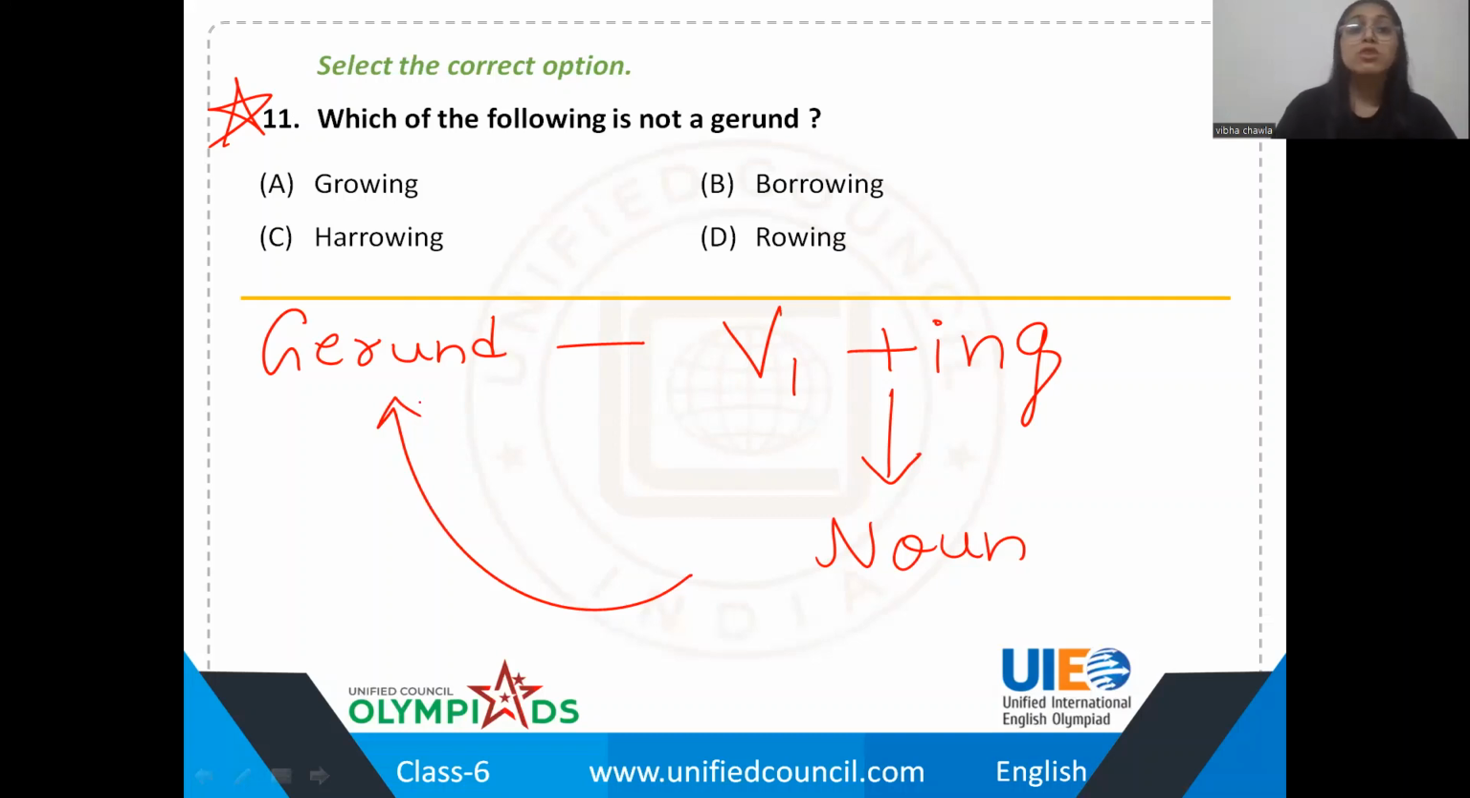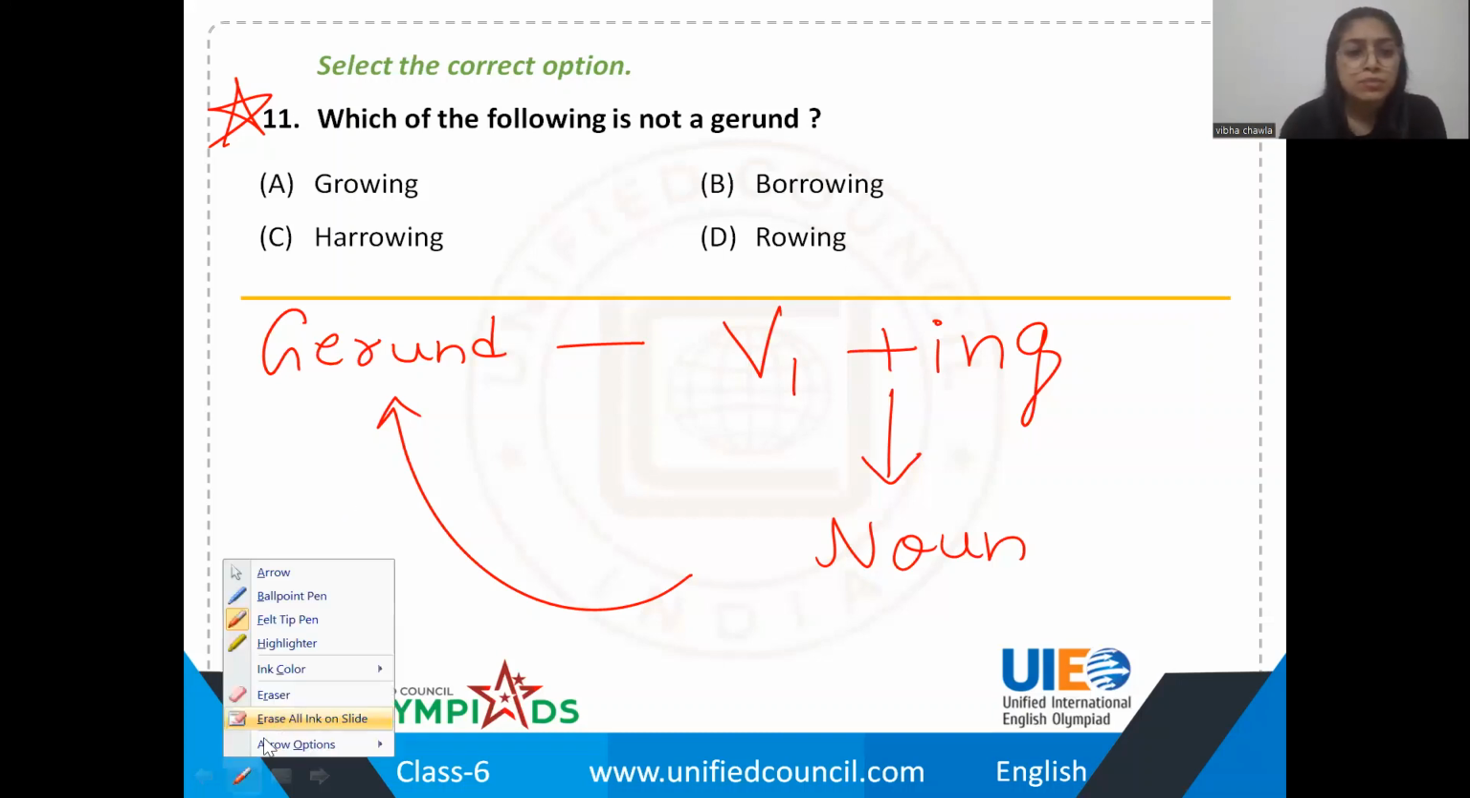Now we have to tell which of the following cannot be a noun. All of these are ing forms. So we have to tell which of the following is not a gerund, means which of the following is not a noun, can never act as a noun, right? So let's have a look at all the options one by one.